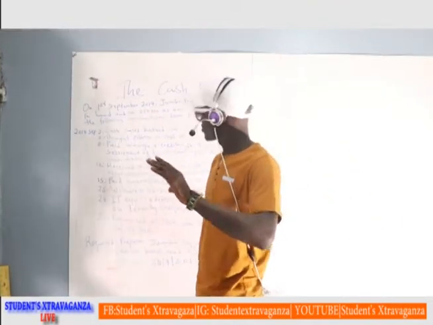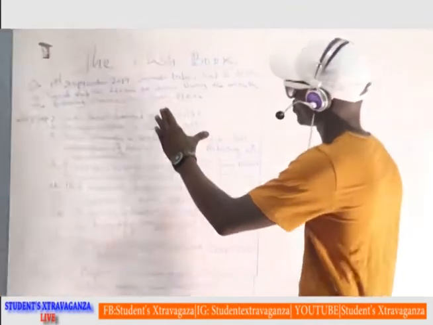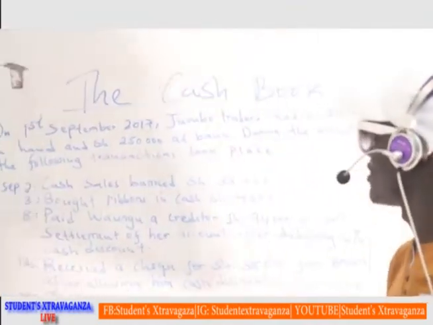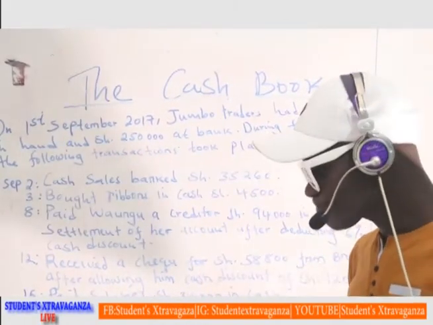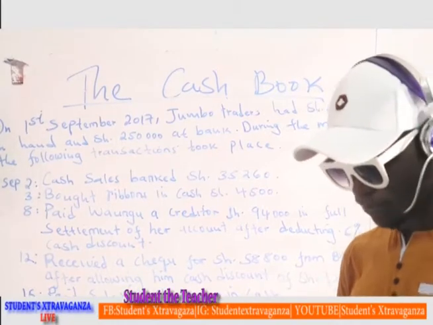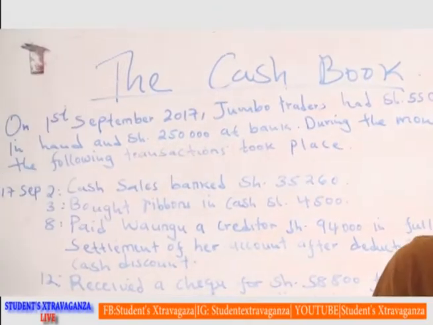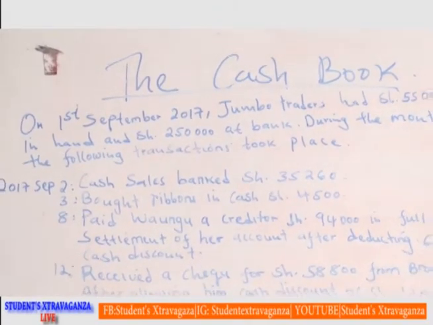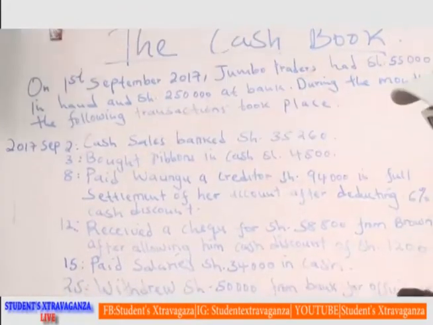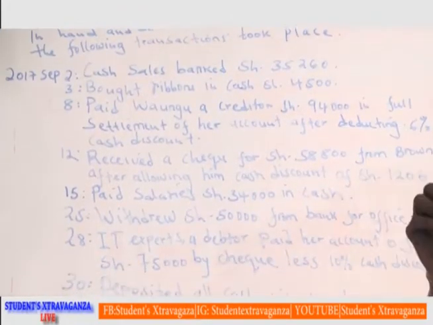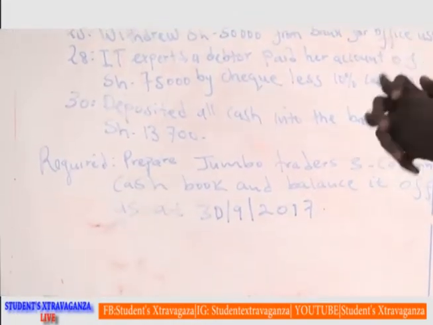Welcome back to our discussion. And I promise that in our next discussion we are to deliberate on the cash book. We are going to prepare a cash book. And the cash book is a special type of ledger account. It is a special type of ledger whereby we only record bank and cash transactions and discounts allowed and received.